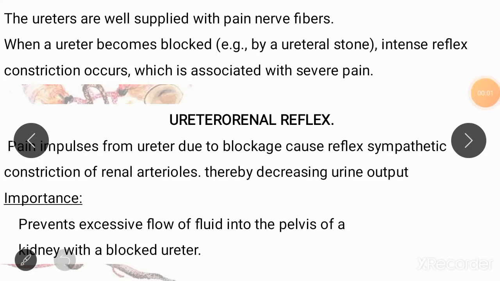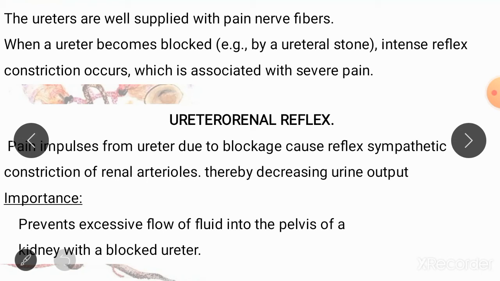So the ureters are well supplied with pain nerve fibers. They are very sensitive to pain, and whenever they experience pain, such as when there are present ureteral stones, this results in severe constriction of the ureters. ठीक है, तो ureters जो हैं ये बहुत sensitive हैं to pain, and whenever they experience pain due to stones, it results in constriction of the ureters. Now we should discuss a very important reflex known as the uretro-renal reflex.